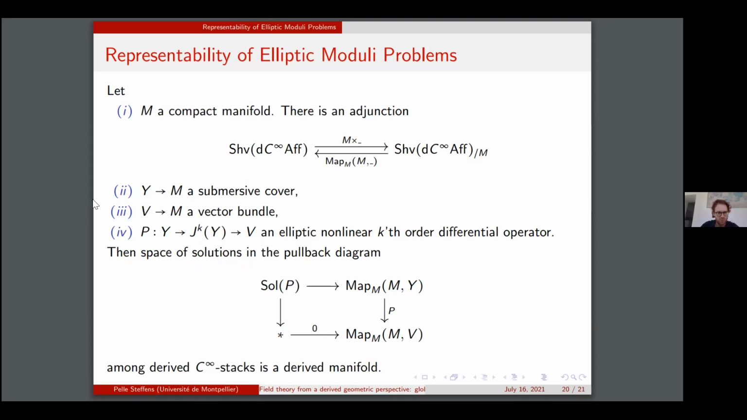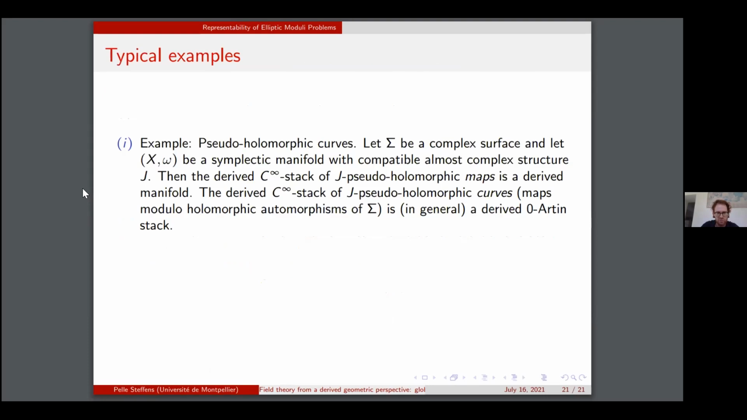Okay, so what kind of things can you do with such a result? Well, I will be really brief. I'll just give two small examples, but there are many, many more because there are many, many of these elliptic moduli problems. So one thing you could do is you could take a complex surface and think about topological string theory with values in some symplectic manifold. Maybe you want to compute symplectic Gromov-Witten invariants.